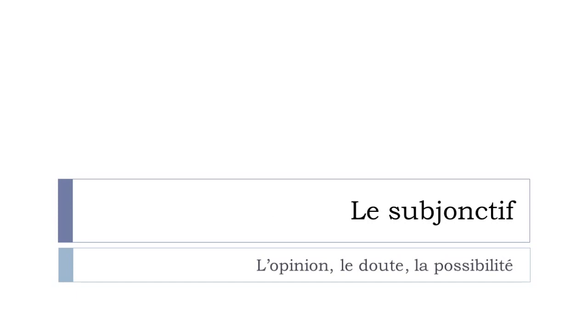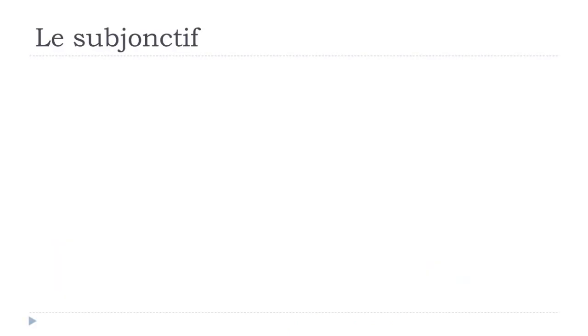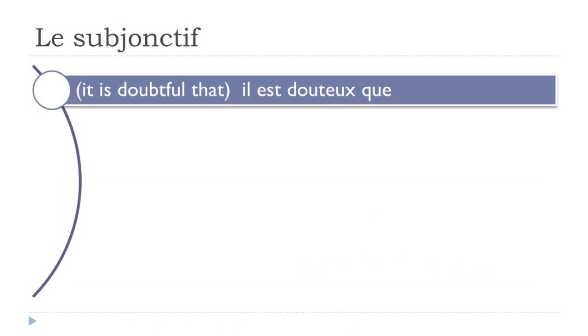But then, if you want to express l'opinion, le doute, or la possibilité, then with these things, you will have to use le subjonctif. Opinion, doute would be doubt, and then possibilité, possibility. So let's see together when we are going to use le subjonctif, and we are going to use le subjonctif after these expressions.